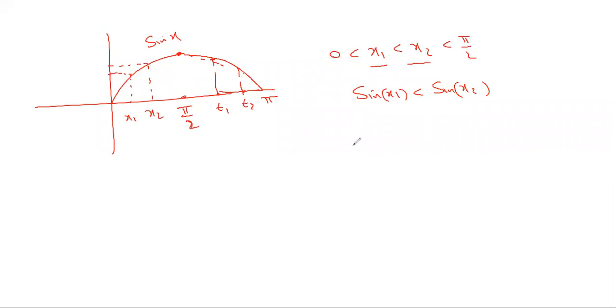Pi by 2 is less than t1, which is less than t2, which is less than pi. In this interval, sine is a decreasing function. When you apply the sine to this, sin t1 is not less than sin t2. You can see that clearly in the graph. Sin t1 is greater than sin t2.